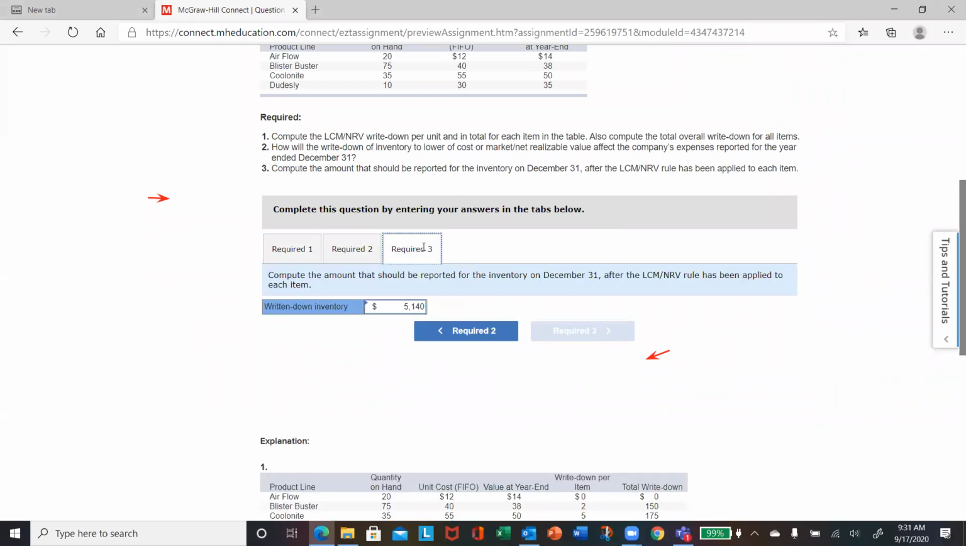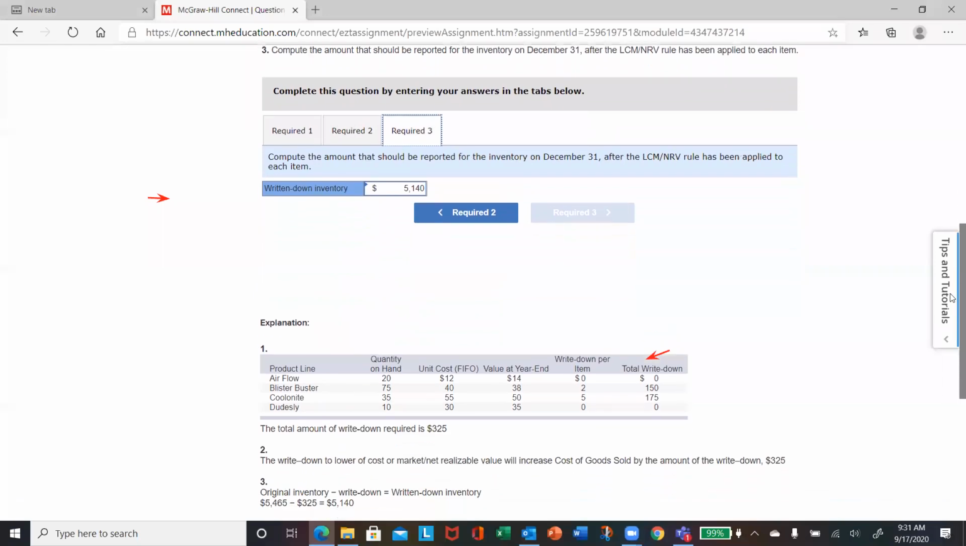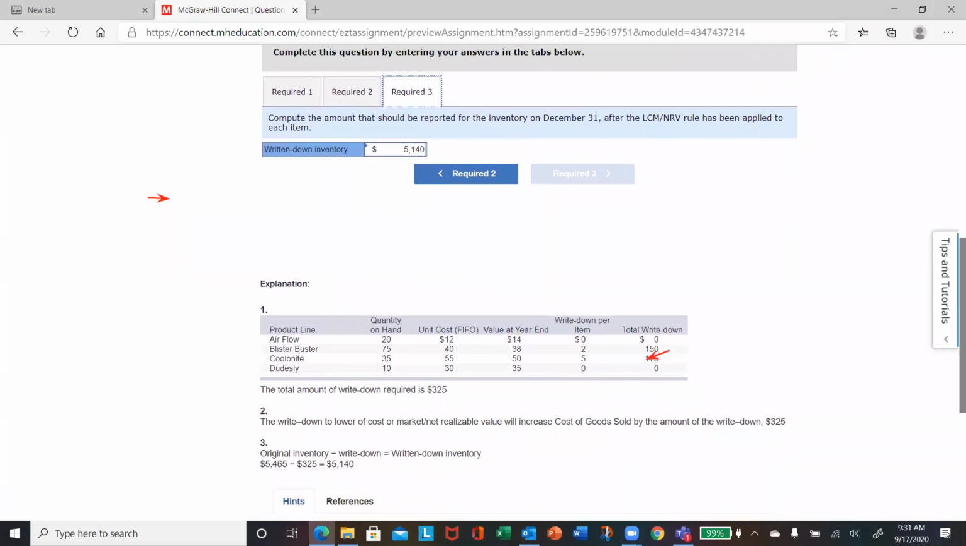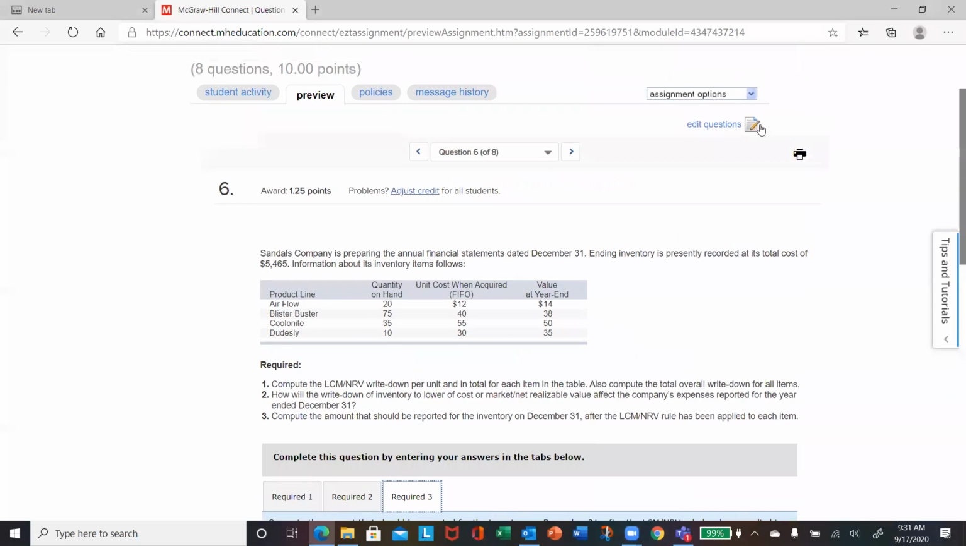And then of course, it says compute the amount that they would report on the ending inventory. And they're just showing you this calculation right down here. And so they're just essentially saying if your total initial cost was $5,465 and you wrote down 325, the 5140 is what you would essentially have left over in inventory at this point in time. All right, that's number 6.